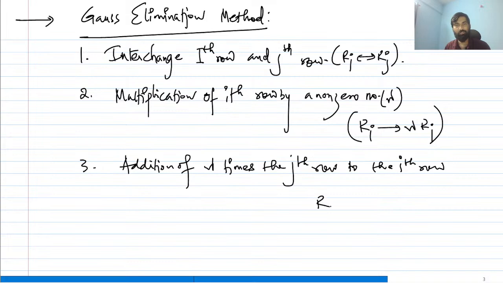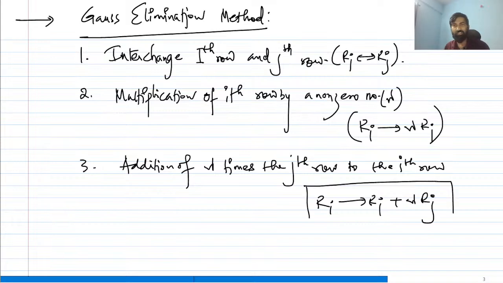So what is the meaning of this? If you are adding to the ith row, you are performing an operation on Ri. So you have to first write Ri and Ri plus lambda times Rj. These are the three elementary operations which we will be performing.